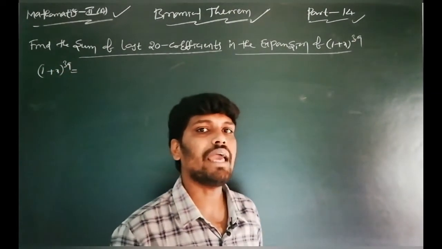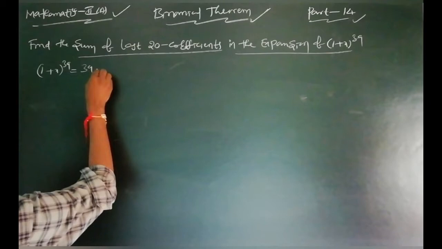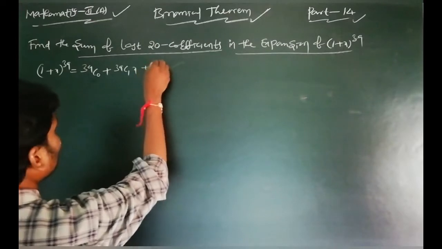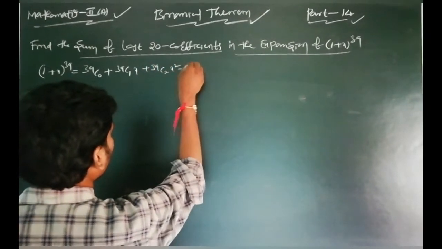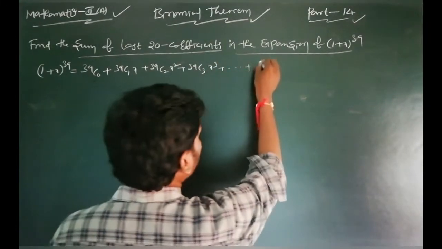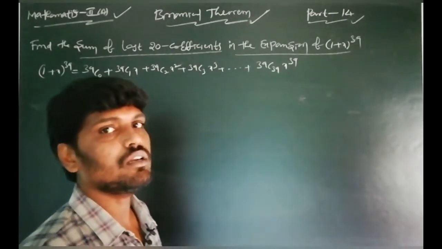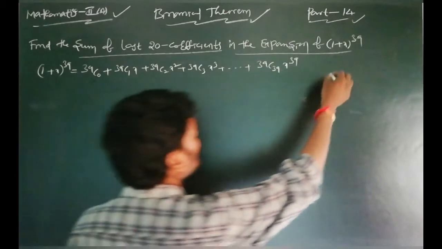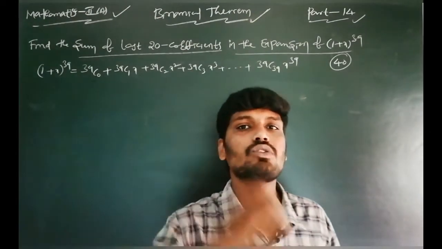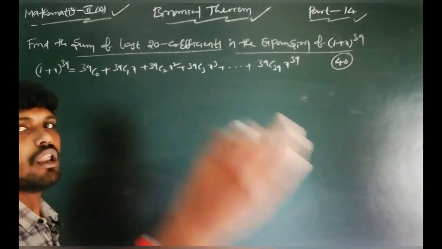In this expansion, you can expand it by using the standard binomial expansion: 39C0 + 39C1 x + 39C2 x^2 + 39C3 x^3 and so on, up to 39C39 x^39. How many terms are in this expansion? Total 40 terms are there. In these 40 terms, what are the last 20 coefficients? First of all, we separate this expansion into the first 20 terms and the last 20 terms.